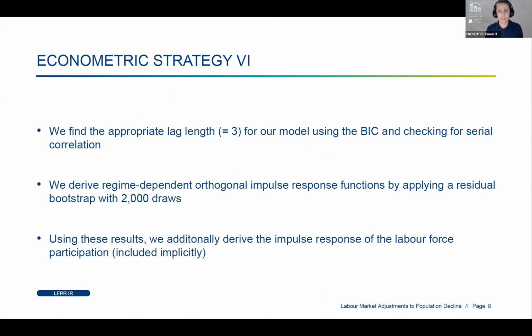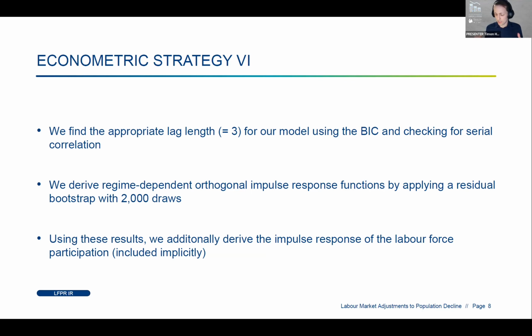Maybe some final remarks on this estimation strategy. We specify our vector autoregressive model with 3 lags. We find this using common information criteria and checking for residual correlation. We use the estimation results in a bootstrap to obtain confidence intervals with 2000 draws. And additionally, as we've included 6 variables, we also derive the impact of a population growth shock or population decline shock on the labor force participation using the other effects, as we have included population, employment, and unemployment. So it's included implicitly, right?